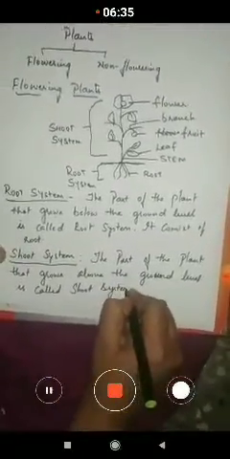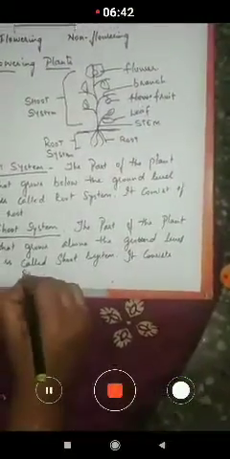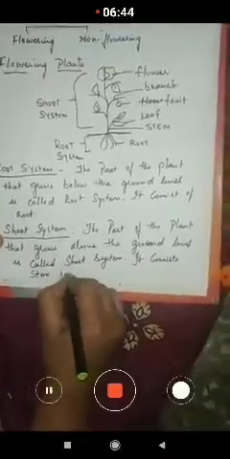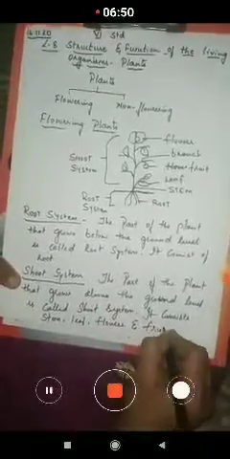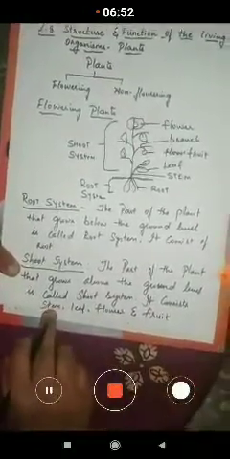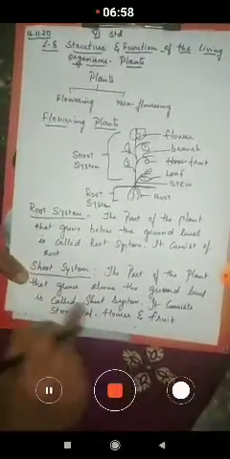And the shoot system, what does it consist of? It consists mainly of stem, leaf, flower and fruit. So these are the parts in the shoot system. I think everything is clear. What is root system and shoot system?